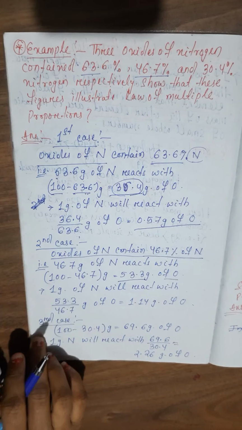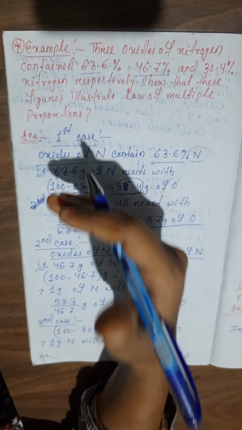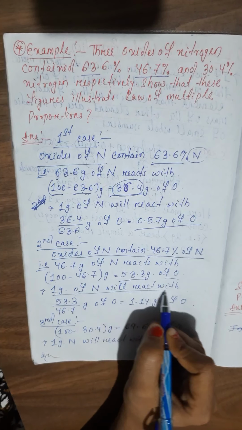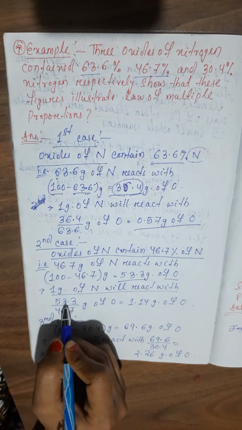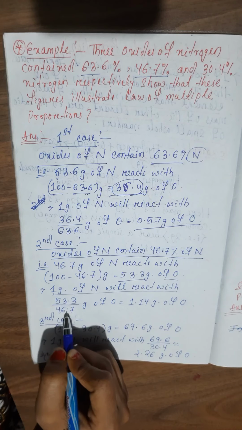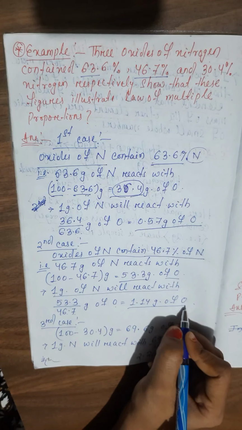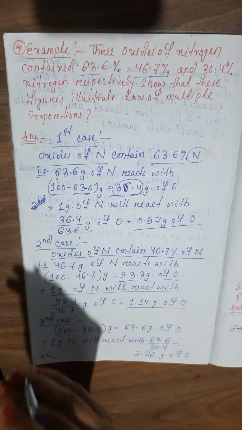So just as we did in the first case, we have to follow the same in the second step. That is 1 gram of nitrogen will react with how much? 53.3 divided by 46.7 gram of O, that is 1.14 gram of O. Clear? Then come to our third case.